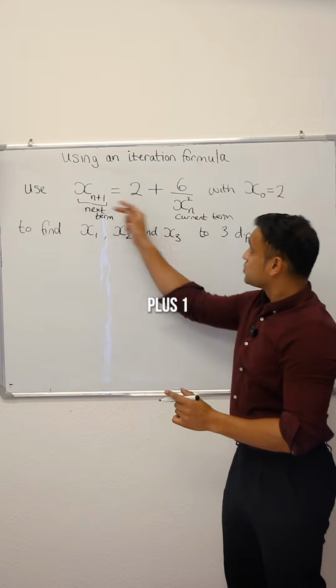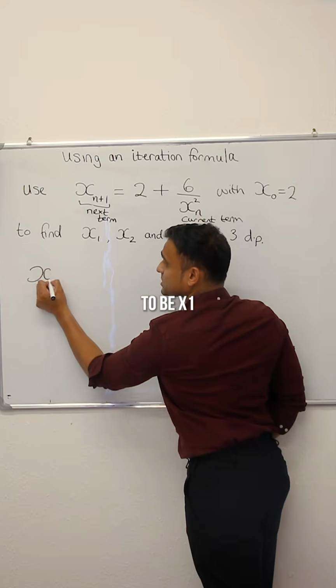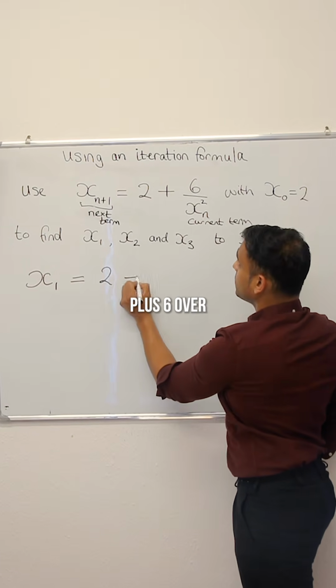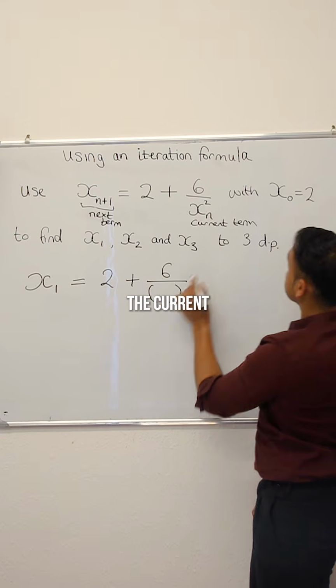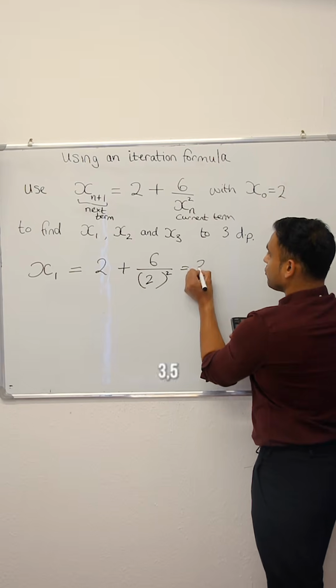The next term, n plus 1, if the current term is x0 equals 2, the next term is going to be x1, because 0 add 1 is 1. So we have 2 plus 6 over the current term of 2 squared. So we type that in our calculator and we get 3.5.